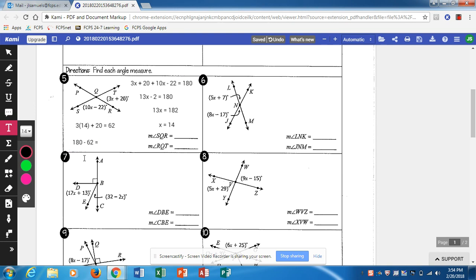So 180 minus 62 is going to give us an answer of, let's see, 118. 117. Yeah, 117. Sorry. Yes, it's going to be 117.